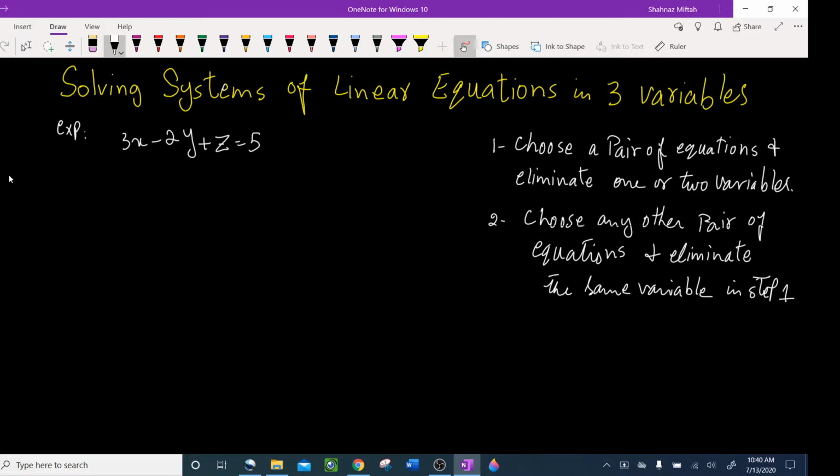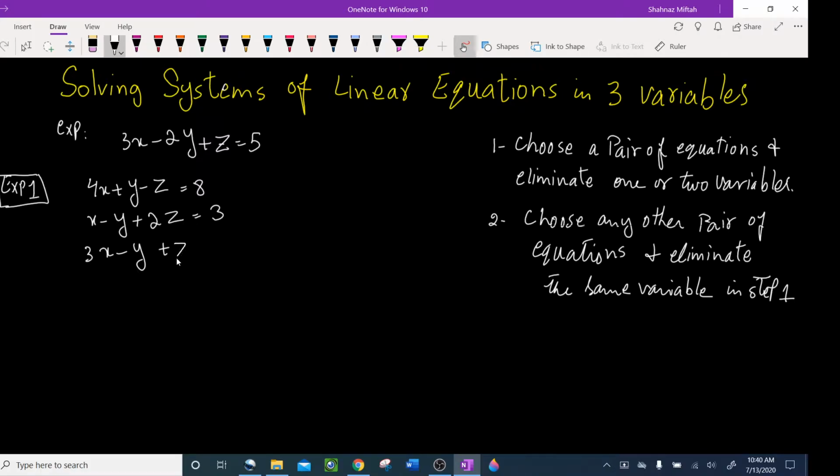Here is example number 1. Okay, I have a system and I have three equations. 4x plus y minus z equals 8. This is my first equation. Then I have x minus y plus 2z equals 3. 3x minus y plus z equals 6. And this is my first equation, that's my second, and that's my third equation.